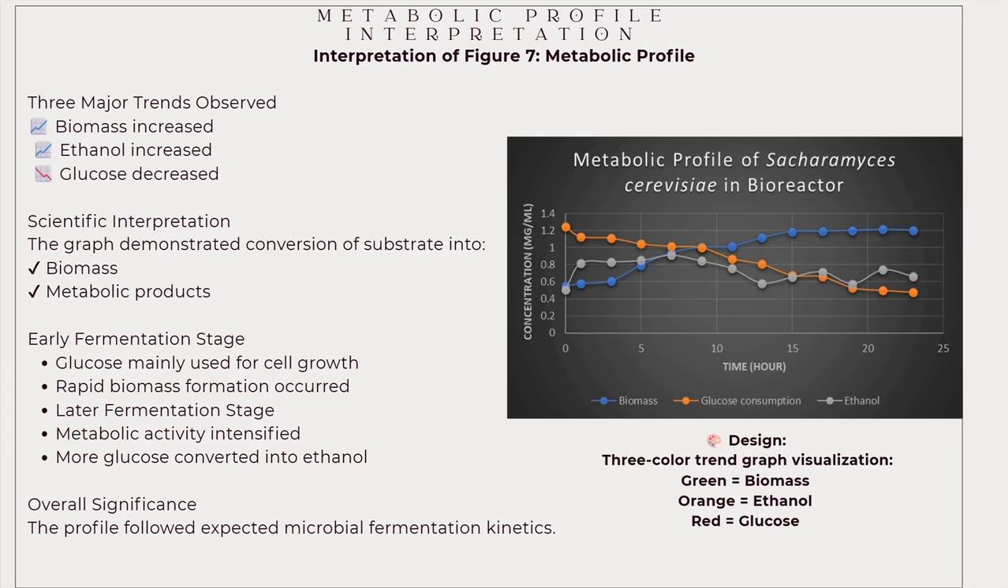Initially, glucose was mainly utilized for rapid cell growth and biomass formation. As the microbial population increased, metabolic activity intensified, causing higher ethanol accumulation at later fermentation stages. Overall, the graph followed the expected pattern of microbial growth kinetics and product formation in a yeast fermentation system.